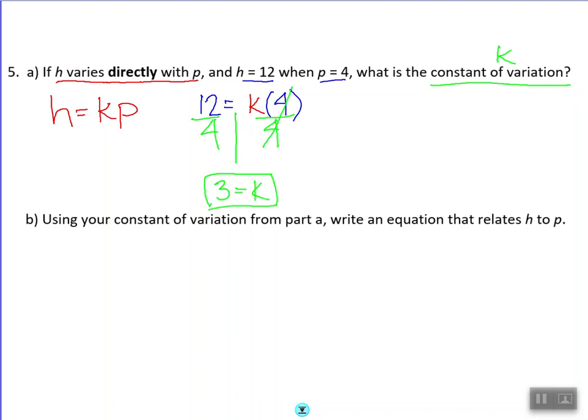Part B says, using your constant of variation from part A, write an equation that relates h to p. So I'm going to go back. Remember that constant of variation is k, and in part A we learned that k equals 3. If we keep reading, we want to write an equation. So I'm just going to plug in 3 for k. I have h equals 3p. And that's my equation.